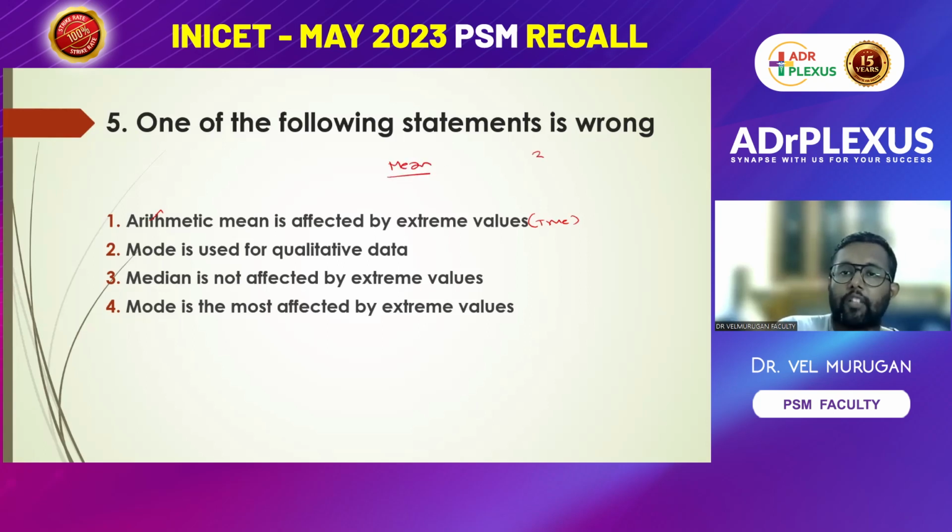See, normally now 3 children are there. Their weights are 3, 3, 3. So when we divide by 3, the mean will be 3. Now one child is there whose weight is 10 kg. So 3 plus 3 is 6, plus 10 is 16, divided by 3, it is around 5 point something. So the mean is affected by extreme values. It is true.